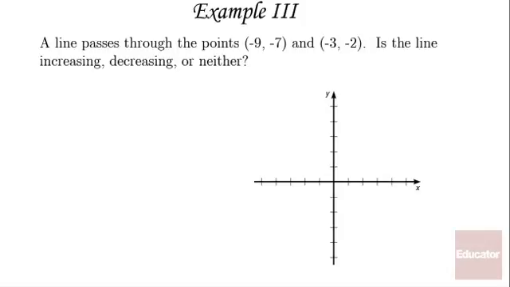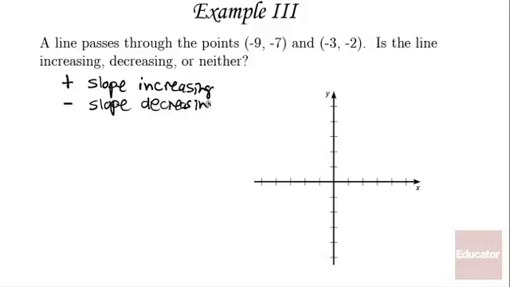This next example says that a line passes through the points (-9, -7) and (-3, -2). Is the line increasing, decreasing, or neither? Remember that if I have a positive slope, the line is going to be increasing as I go from left to right. If I have a negative slope, it's going to be decreasing as I go from left to right.